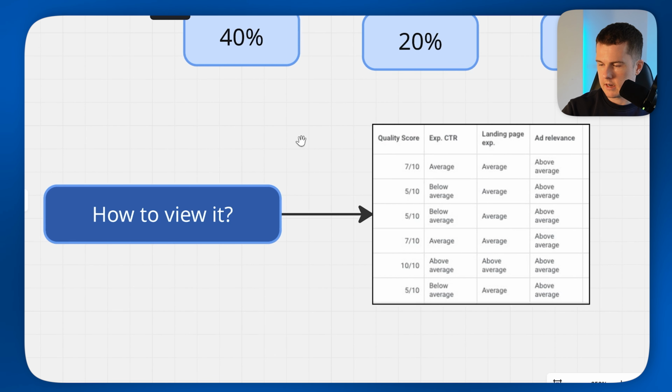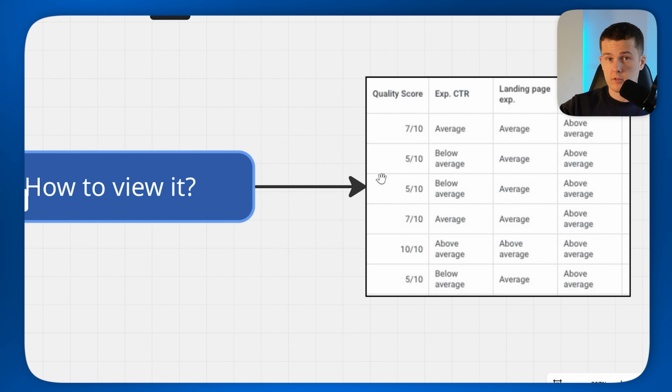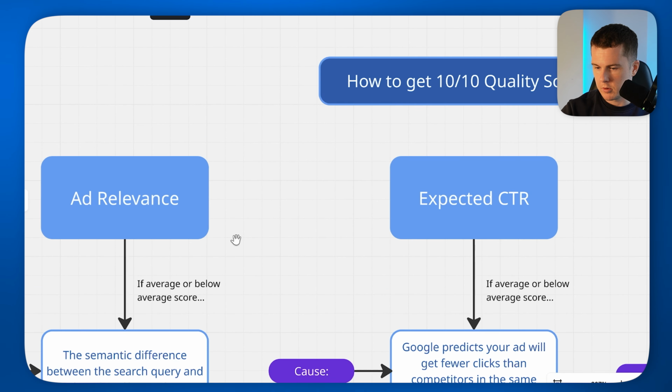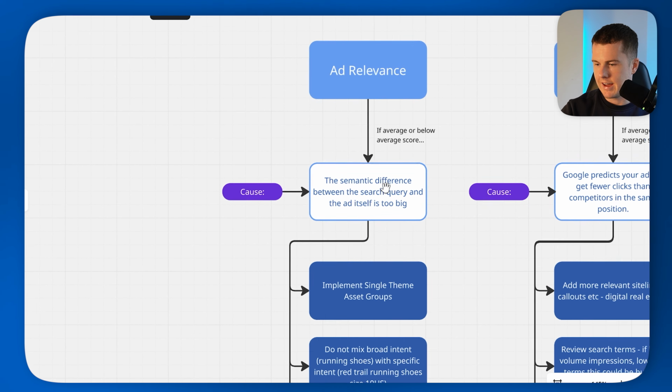Okay, so back to the Miro board, here we are. And as I said, if you pull that up at your keyword level, you'll be able to see where our work-ons are. So we know if we want to improve our quality score, ideally we're working towards a 10 out of 10, meaning that we're going to be above average across all metrics. So how do we do that? Well, I'm going to break it down by each individual component. So I'm going to start with ad relevance.